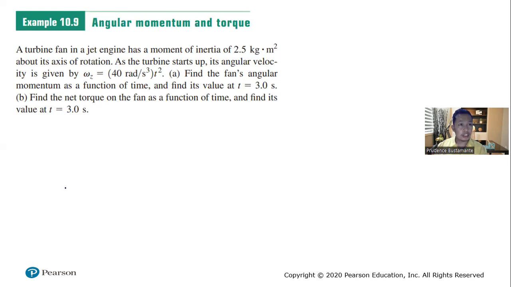A turbine fan in a jet engine has a moment of inertia of 2.5 kilograms meter squared about an axis of rotation. As the turbine starts up, its angular velocity is given by this one. Find the fan's angular momentum as a function of time and find its value at 3.0 seconds. Find the net torque of the fan as a function of time and find its value at t equal to 3.